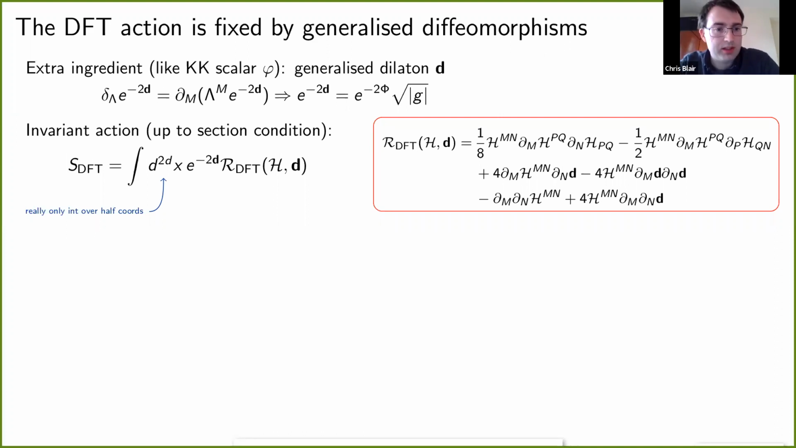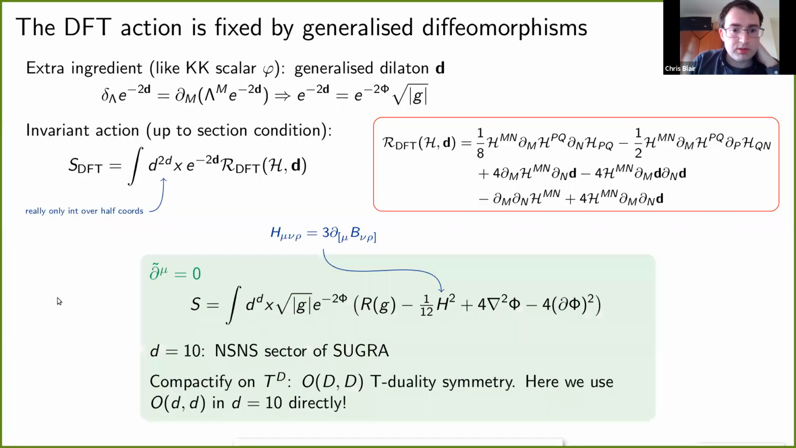And up to terms that vanish by the section condition, there's a unique result, which I've written in this box here. You can think of this as a generalized Ricci scalar. And then you can write down an action where technically I only really want to be thinking about integration over half the coordinates. So I'm always solving the section condition. When I do solve the section condition for this action, this somewhat messy expression involving metric-like quantities magically spits out the following action, where you'll see I get Ricci tensor for the metric, I get a field strength squared for the B field, and then I get some kinetic terms for the dilaton.